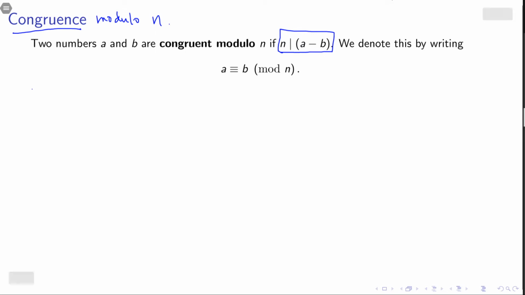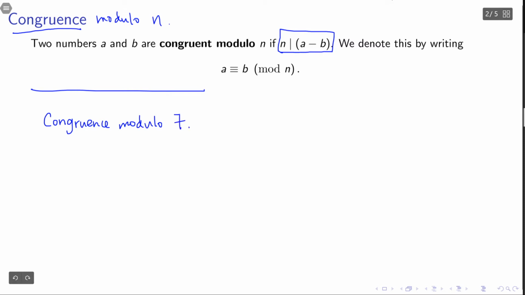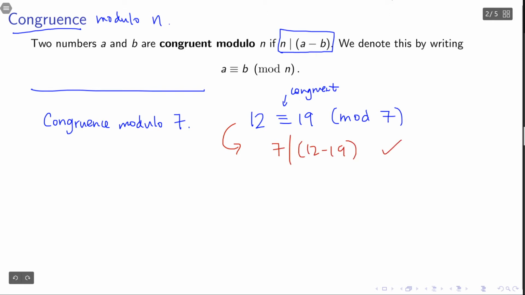And again, just to give an example here, we can talk about, say, the equivalence relation congruence modulo 7, where under this relation, the numbers 12 and 19 would be equivalent. And we would write that as follows. 12 is congruent to 19 mod 7. Again, just to emphasize that 7 is the modulus that we're using. Right? And it's easy to check. Does 7 divide their difference? In this case, yes. 12 minus 19 is negative 7. Right? And you can write negative 7 as negative 1 times 7.